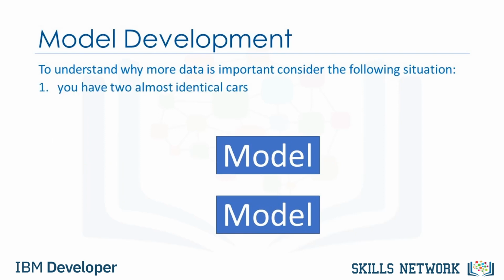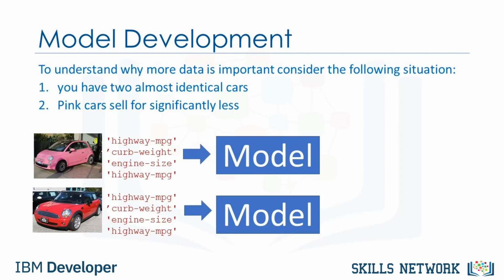You have two almost identical cars. Pink cars sell for significantly less. You want to use your model to determine the price of two cars, one pink, one red. If your model's independent variables or features do not include color, your model will predict the same price for cars that may sell for much less.